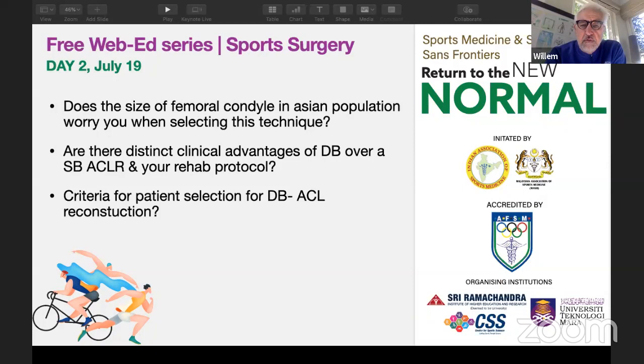I've now looked at my long-term results and I do think that they are better. So I think in future, I'll probably be doing some more double bundle again. A little bit more technical, more different, but I don't think that's a problem. But I do agree with Philippe that if you have an at-risk patient, I don't think a double bundle is going to get you away from your at-risk patient.